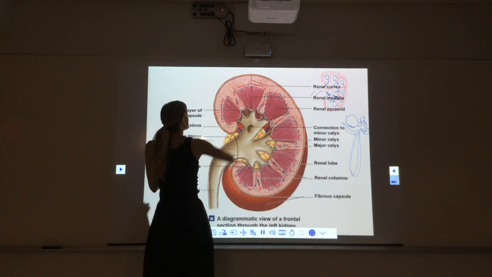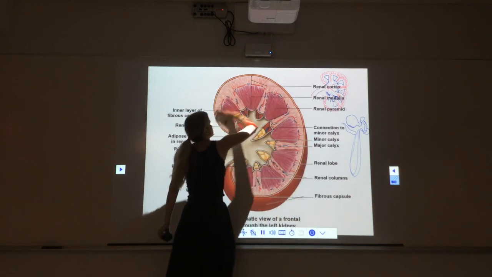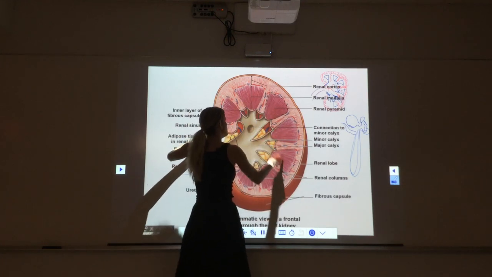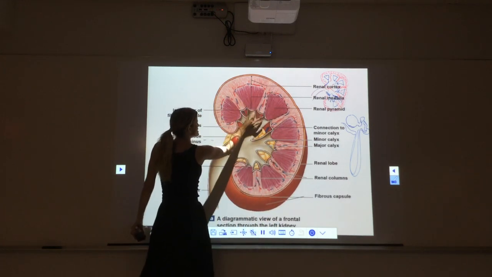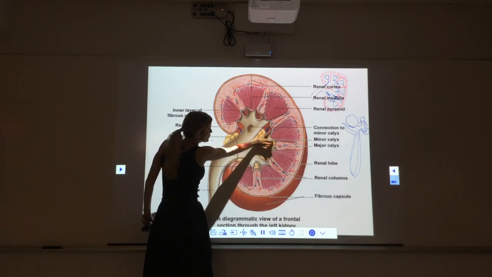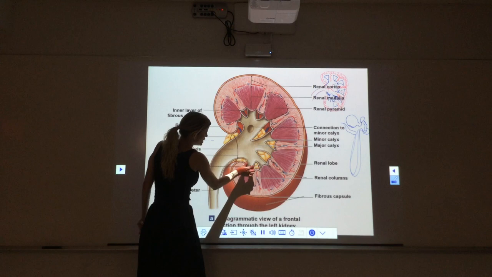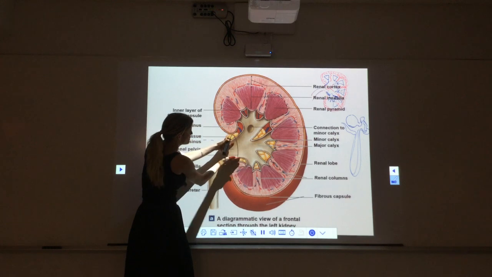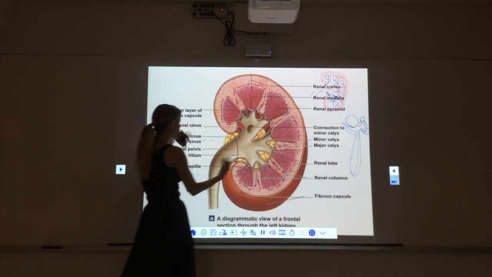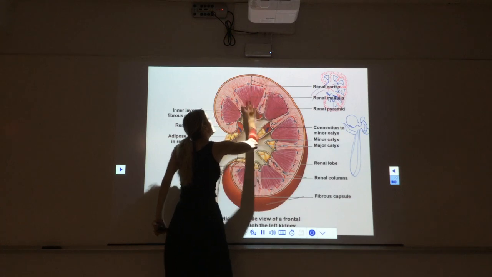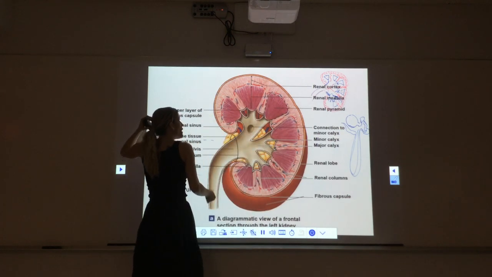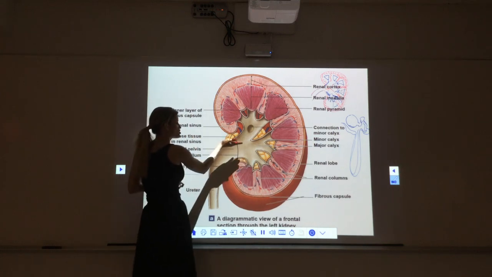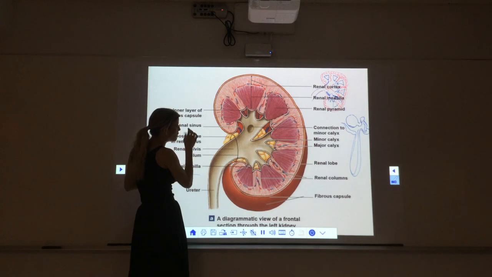So we can see all of this. What section is this out here? Cortex. What section is this? What are these? Pyramids. What's the tip? The papilla. What's this little cup? Minor calyx. What's this little cup? Minor. What's this cup? Major. What's this cup? Major. Renal pelvis. Excellent. Tube? Ureter. Excellent. What are these called? Columns. Good. Where does blood enter? The renal artery, which enters at what structure? The hilum. Good.